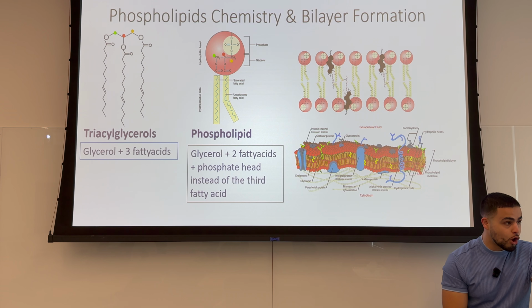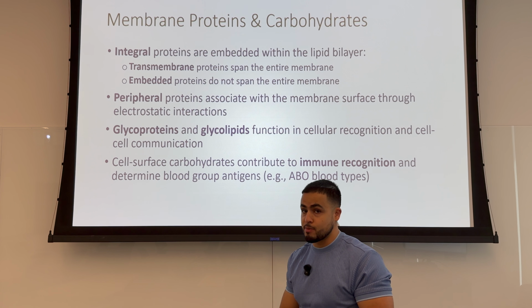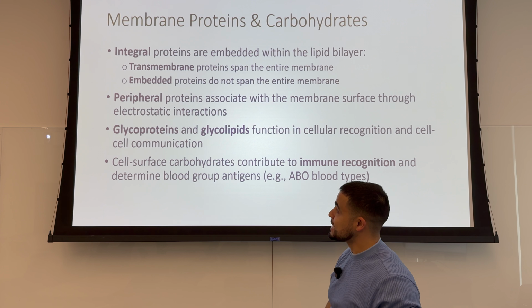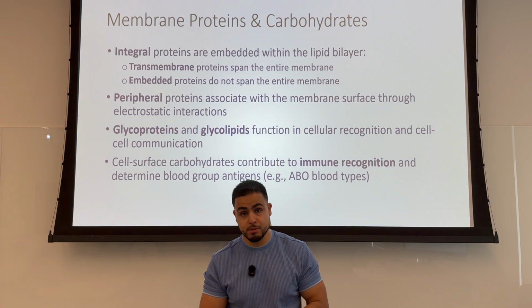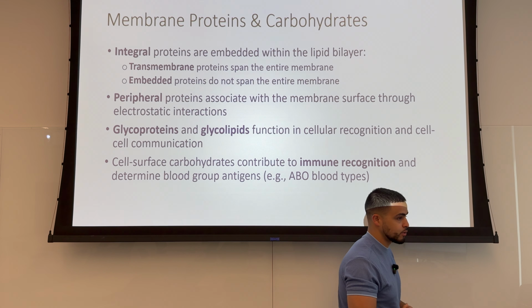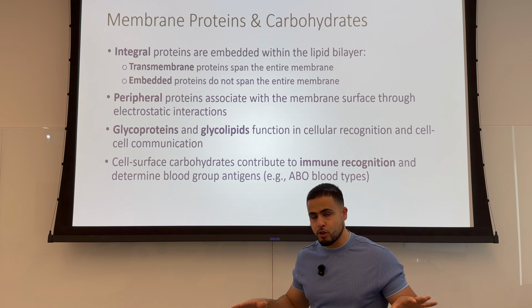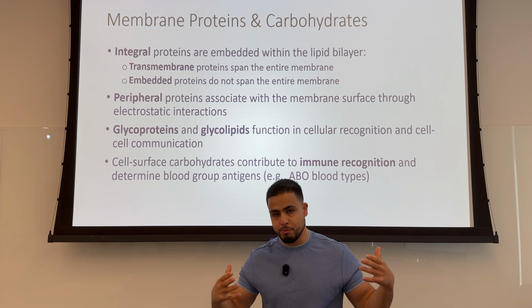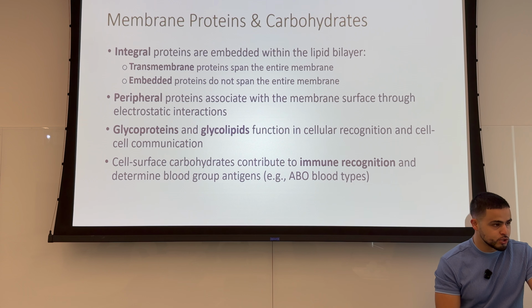Now let's move on and talk about the proteins and carbohydrates that are embedded or associated with the plasma membrane. There are 2 major categories of proteins: integral proteins and peripheral proteins. Integral proteins embed themselves within the plasma membrane, whereas peripheral proteins only interact with the surface through electrostatic interactions. Then you have glycoproteins and glycolipids, not extremely high yield on the MCAT. However, they do show up in terms of immune regulation. The ABO blood type system is simply carbohydrates being recognized by the immune system.